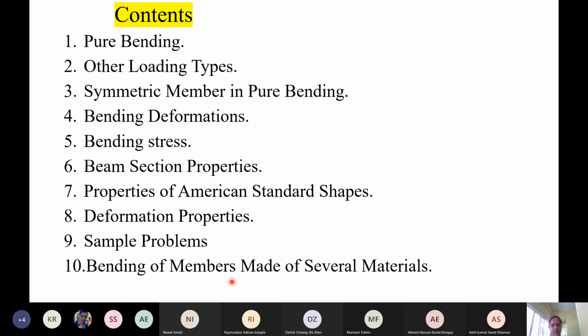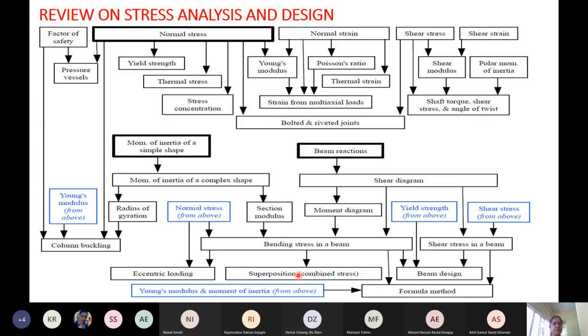Lastly, bending of members made of several materials, right? Depending on the material also, it will vary. Just by changing the material property, you can analyze the member for the given condition for its force, moment, and the stresses. Just a recap of what we have done. I already explained, but just a quick recap of what we have studied before.